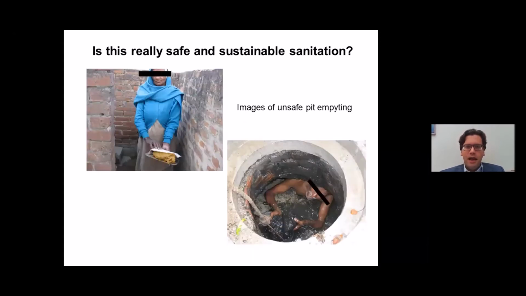These are difficult photos to look at, but really this is at the heart of why we should be questioning whether existing forms of sanitation are really sustainable or safe. Because as we can see here, once the latrines are full, it comes down to people to have to empty those latrines. And quite often they don't have the facilities or the personal protective equipment to do that safely. And it falls on some of the poorest and most marginalized people in communities to do these jobs. So again, is it really smart for us to be putting in sanitation if we don't have a plan for the sustainable long-term use of it?